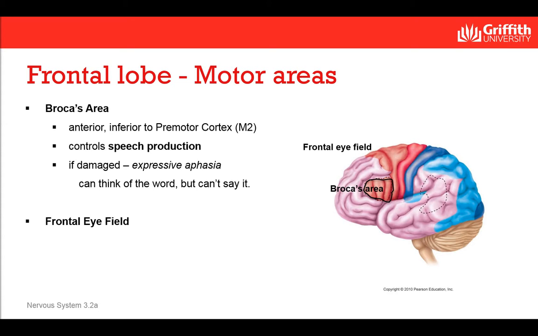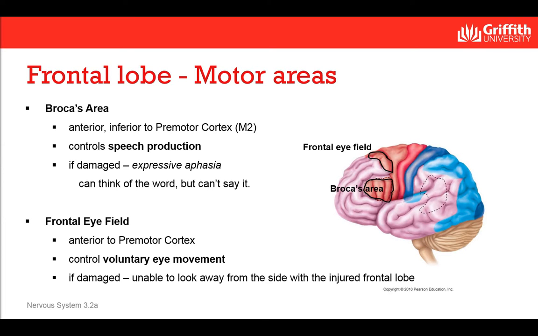The frontal eye field is located anterior to the premotor cortex and superior to the Broca's area. This region of the cortex controls voluntary movement of the eyes. If there is damage to the frontal eye field, the person is unable to look away from the side with the injury.